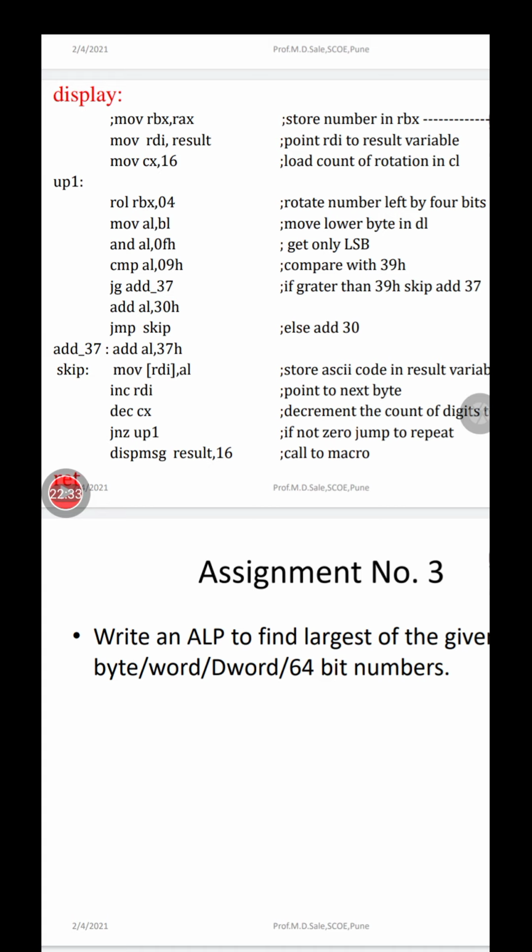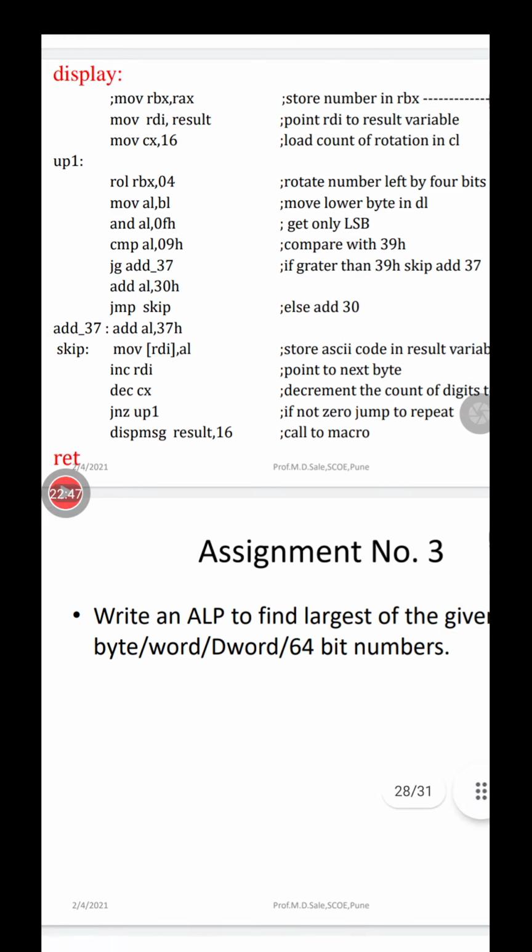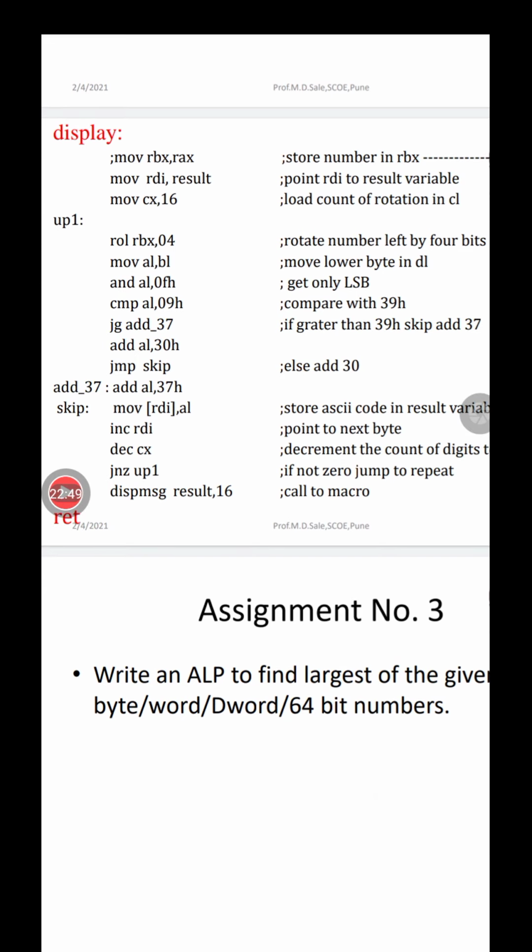When we write the instruction move into bracket RDI, AL, this instruction will transfer the contents of AL into the memory location pointed by RDI. So where is RDI pointing? RDI is pointing to your result array. So whatever the ASCII value, it gets stored into the first position of the array.